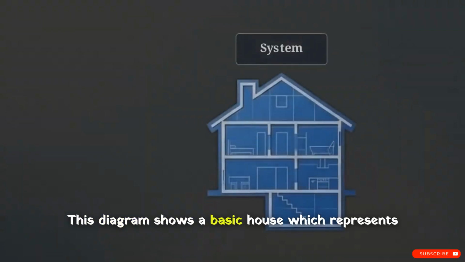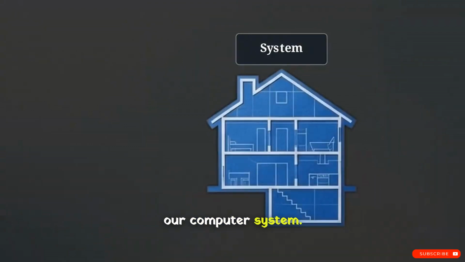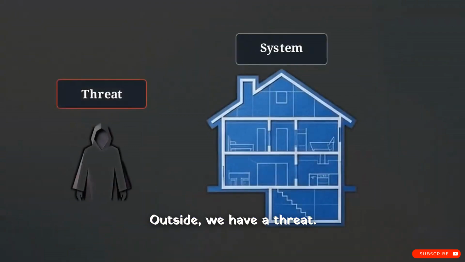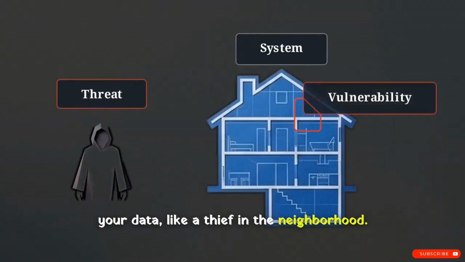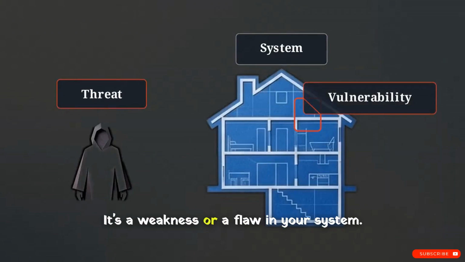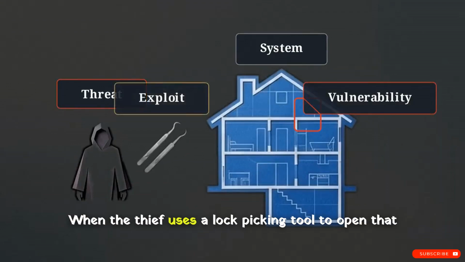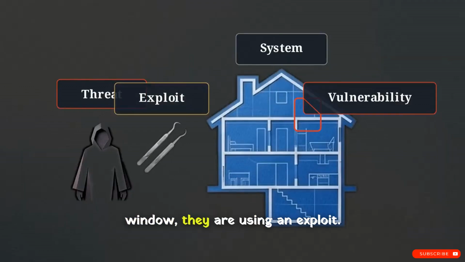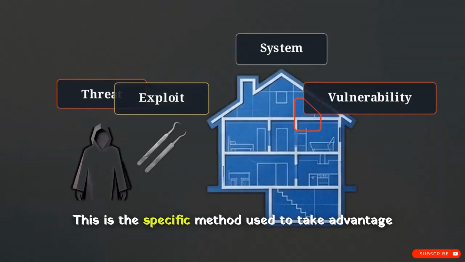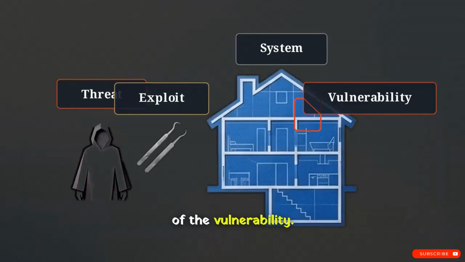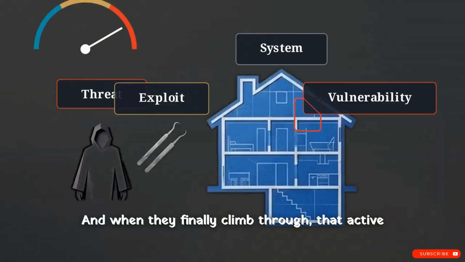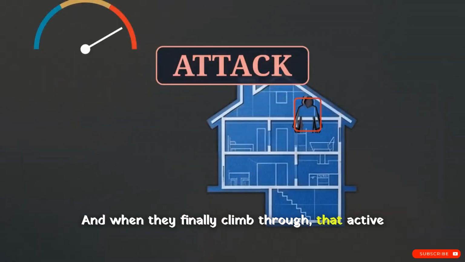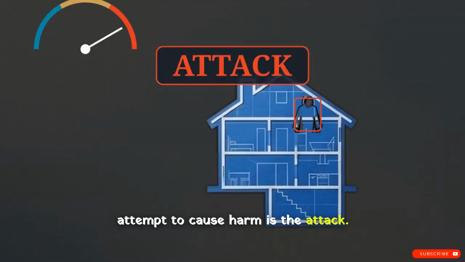This diagram shows a basic house, which represents our computer system. Outside, we have a threat. A threat is any potential danger that could harm your data, like a thief in the neighborhood. That highlighted open window, that is a vulnerability. It's a weakness or a flaw in your system. When the thief uses a lock-picking tool to open that window, they are using an exploit. This is the specific method used to take advantage of the vulnerability. The danger of that thief actually breaking in is your risk. And when they finally climb through, that active attempt to cause harm is the attack.